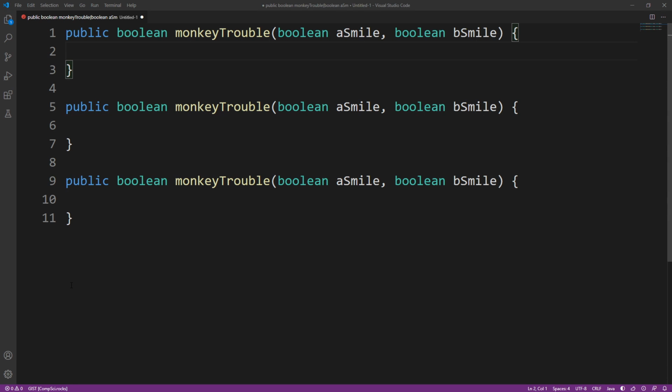The next CodingBat problem I want to look at is monkeyTrouble. It's part of their Warmup-1 set. And they do actually have a solution for this one if you want to push the button. But I'm going to look at 3 different solutions for this one.